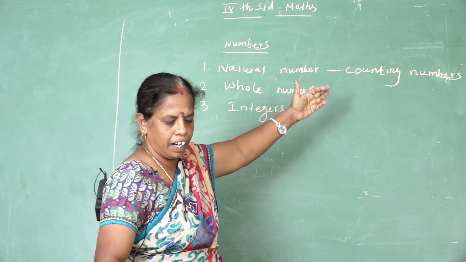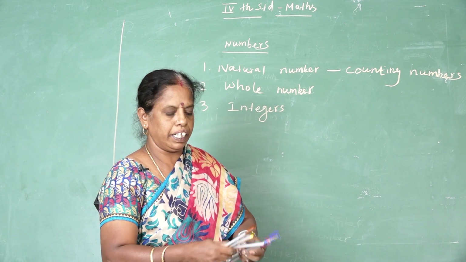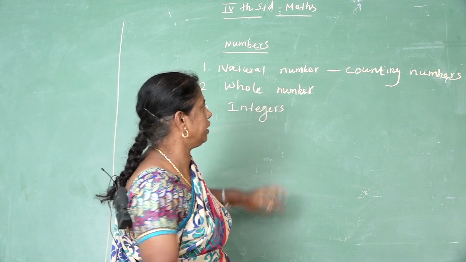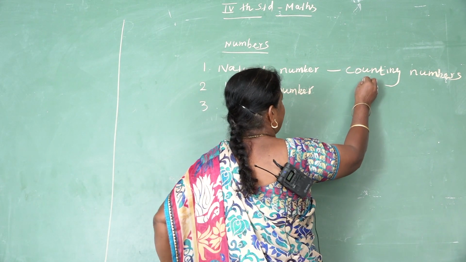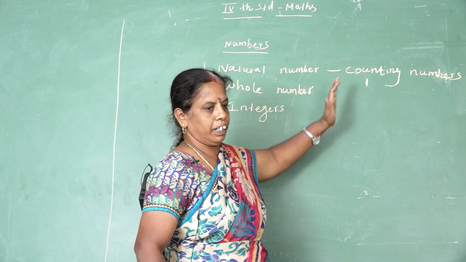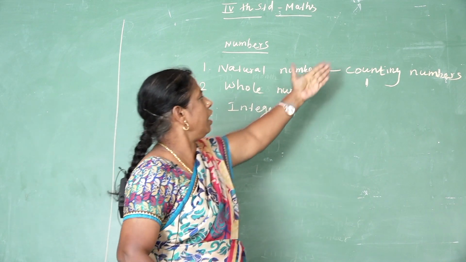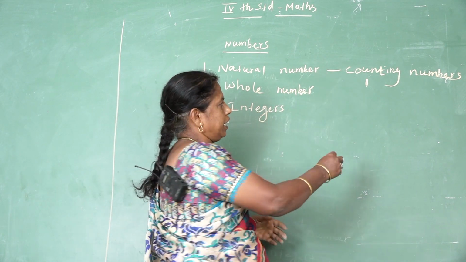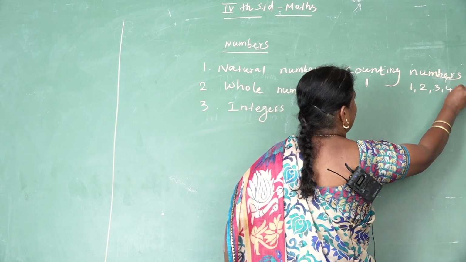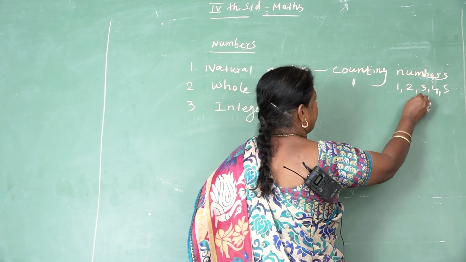Where do you start from? You count it, again you count it. 1, 2, 3, 4, 5, 6. You are starting from 1. The natural numbers start from 1. Natural number is the counting number. The natural numbers are 1, 2, 3, 4, 5 and so on, to infinity.